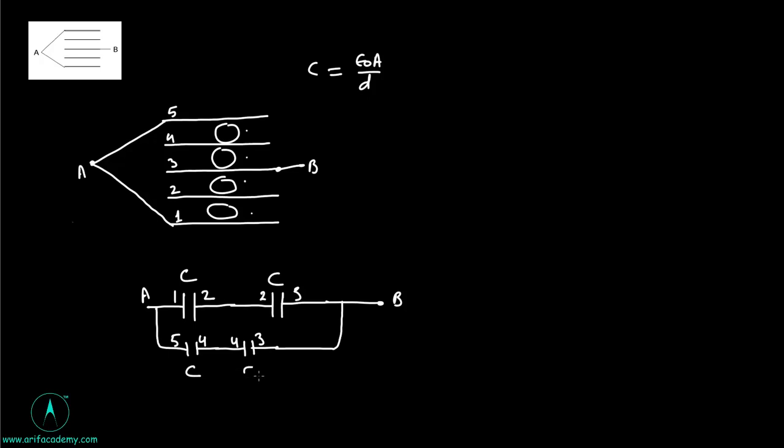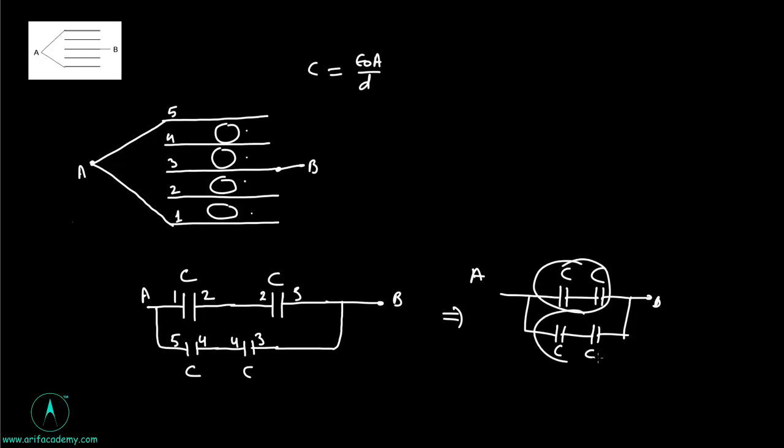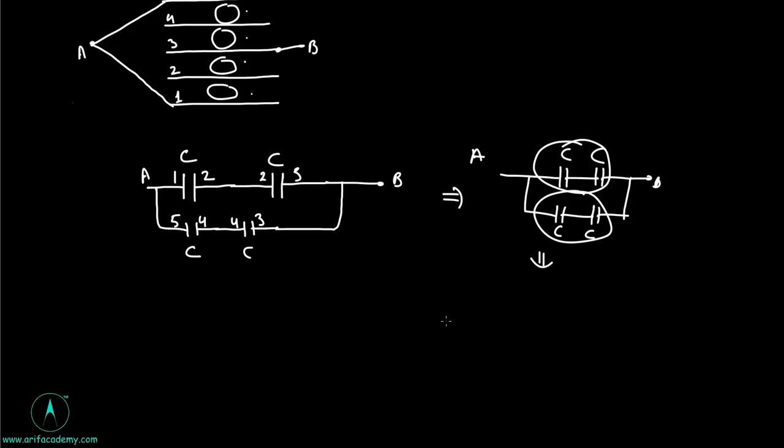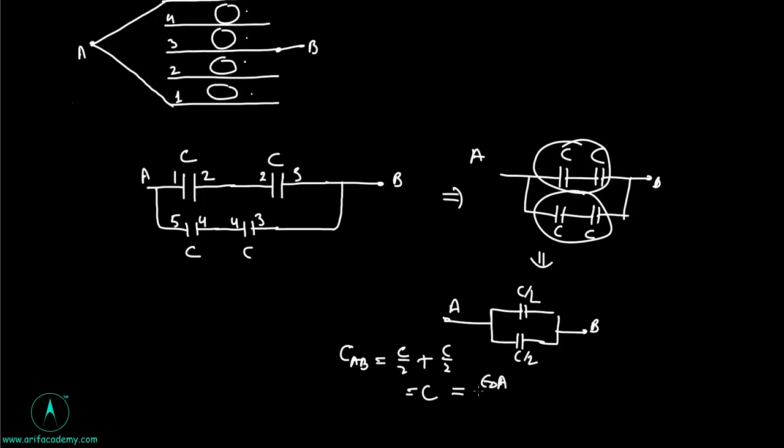Each capacitance will be C, so this can be written as C, C, and C, C, and this is point B, this is point A. These are in series, and both branches are in parallel, so this is C by 2, this is C by 2, and these are in parallel, so their equivalent will be CAB equal to C by 2 plus C by 2, which is C, which equals epsilon naught A by D. So this is the equivalent capacitance between points A and B.